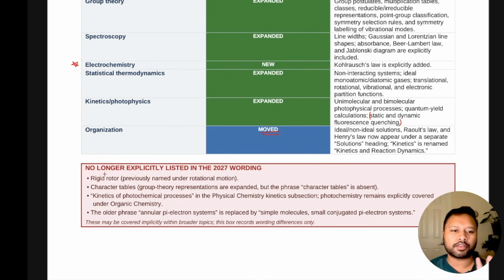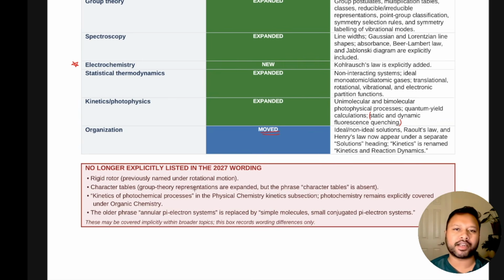What are things which are no longer explicitly mentioned? So it was mentioned in 2026 but not mentioned in 2027. That is rigid rotor. Okay, previously that was named under rotational motion, but now it is not mentioned. Character tables, although you have to study them, but this time they have not included that.